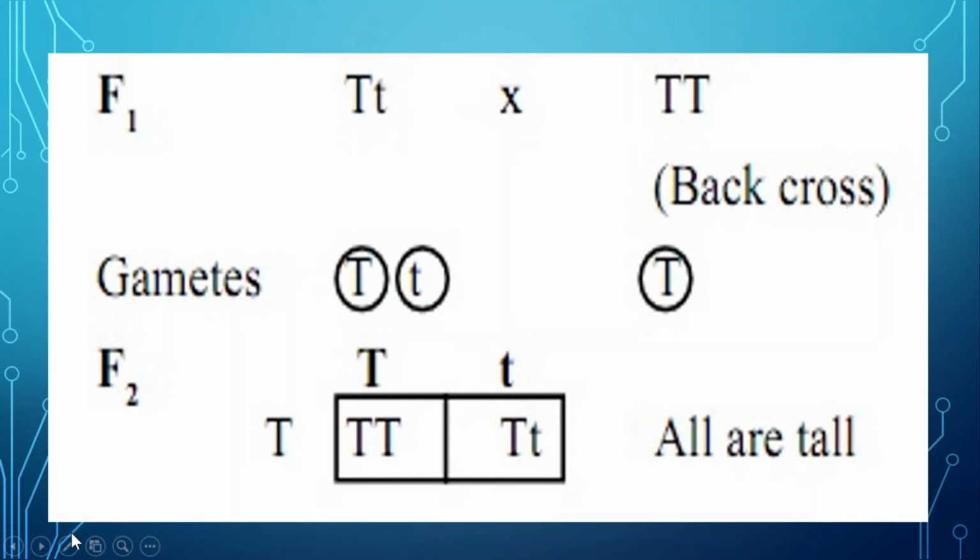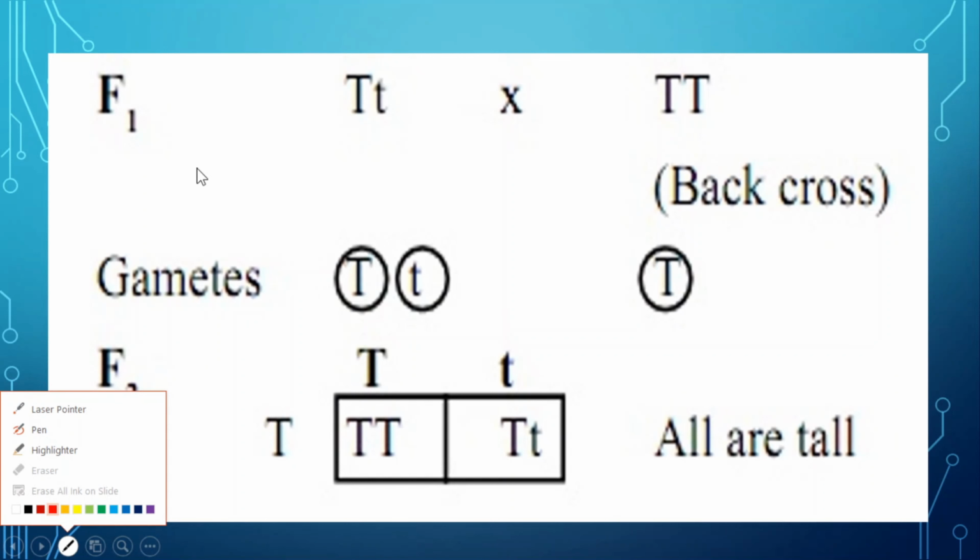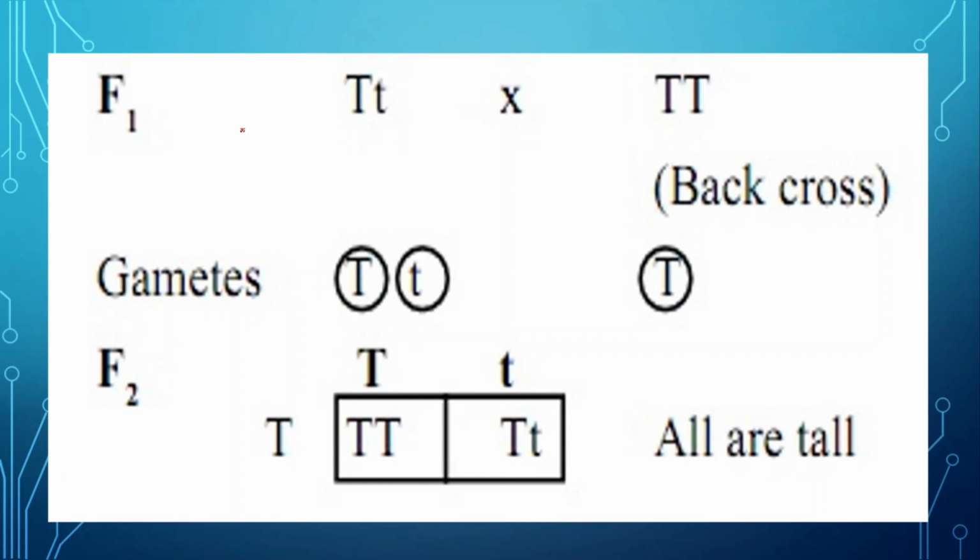This figure is explaining the back cross. Now what is a back cross? When one parent is taken from the F1 generation and one parent from the previous parents which are responsible for giving rise to the F1 generation. So the two parents were both tall, with both the dominant alleles, and both recessive alleles. So the back cross means one parent is taken from the back and one parent from the F1 generation.